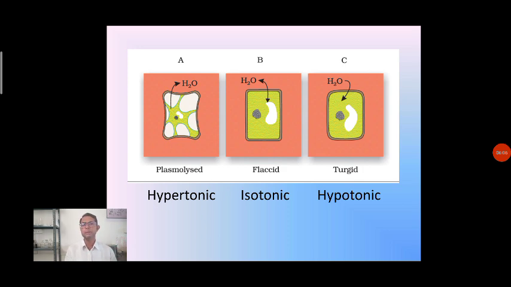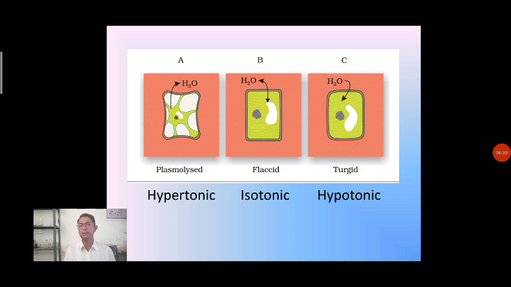Now the third condition is there, the cell is added to the hypotonic solution, where the cell starts to become turgid, and it will increase in size, and it will attain the maximum size of that particular cell, and it will start to burst. So this is nothing but the three conditions: plasmolysis, flaccid condition, and turgid condition, depending on the type of solution.